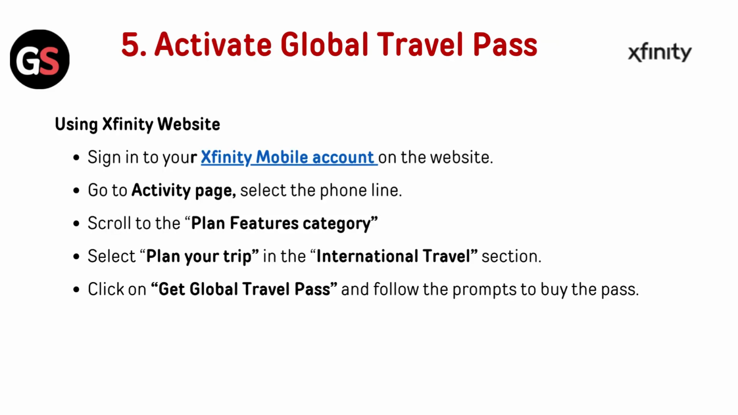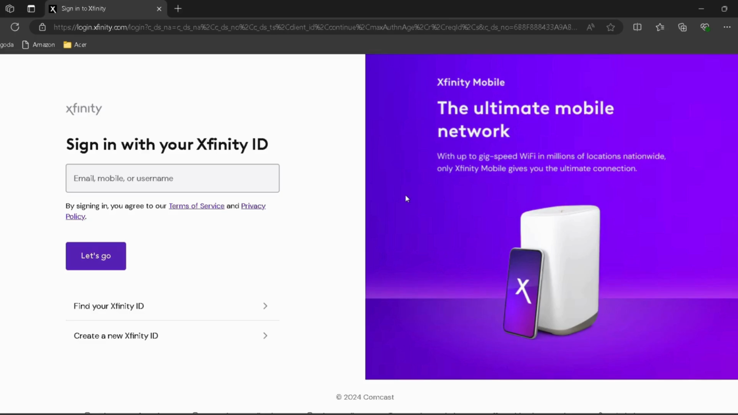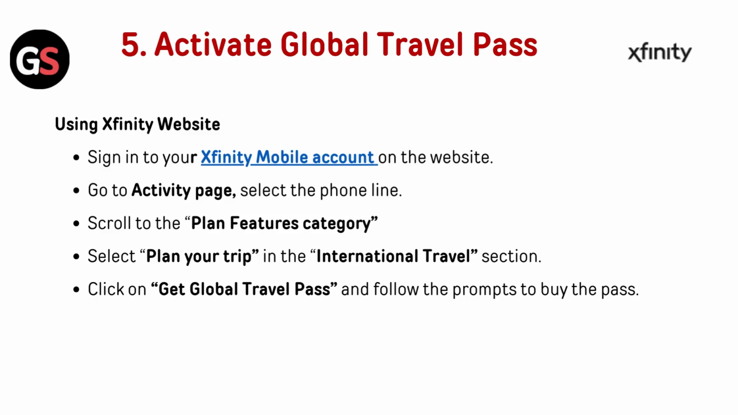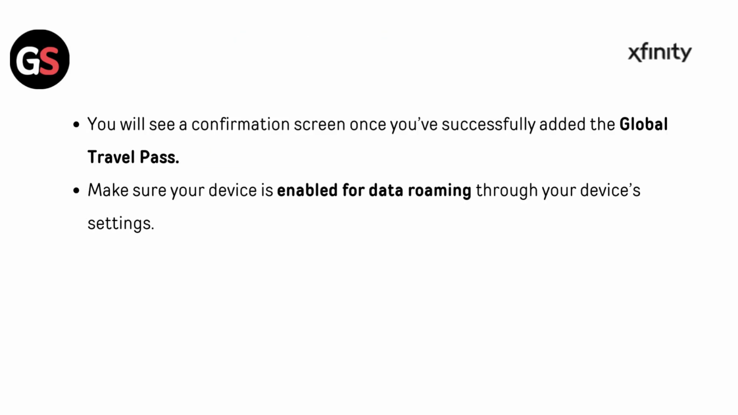Activate Global Travel Pass using the Xfinity website. Sign into your Xfinity Mobile account on the website. I have provided the link in the description. You can directly go through it. Then go to the Activity page, select the phone line, scroll to the Plan Features category, select Plan Your Trip in the International Travel section, click on Get Global Travel Pass and follow the prompts to buy the pass. You will see a confirmation screen once you have successfully added the Global Travel Pass. Make sure your device is enabled for data roaming through your device's settings.